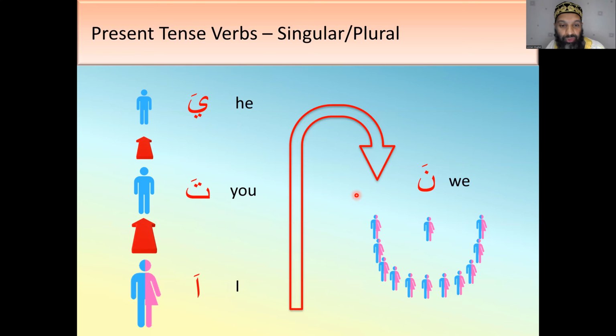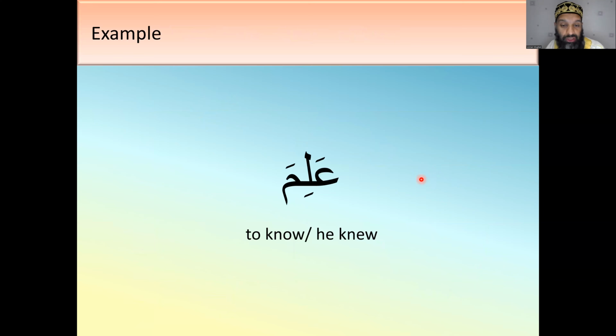Right. So again, a, ta, ya, na. We're going to do it with another verb, inshallah. Alima. Alima means to know. So, how are you going to say, I know? You're going to use the a. So try before you even see the next slide.